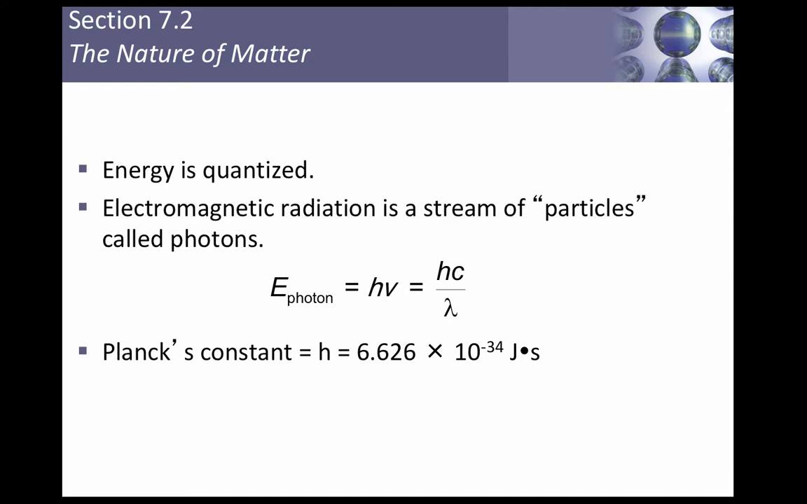So what that means is that there are particles of light which are called photons. You can calculate the energy of a particular photon by using Planck's constant, and it's a direct relationship between the frequency and photon energy, derived or connected by Planck's constant.